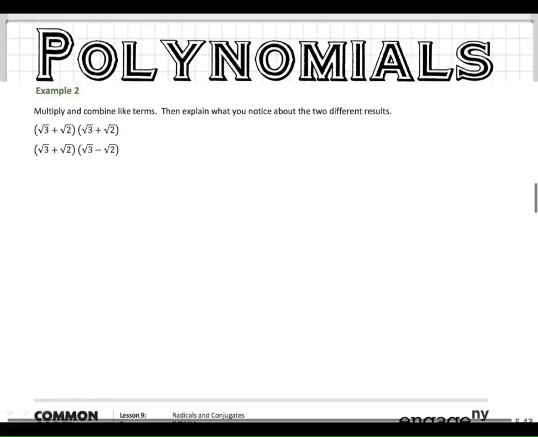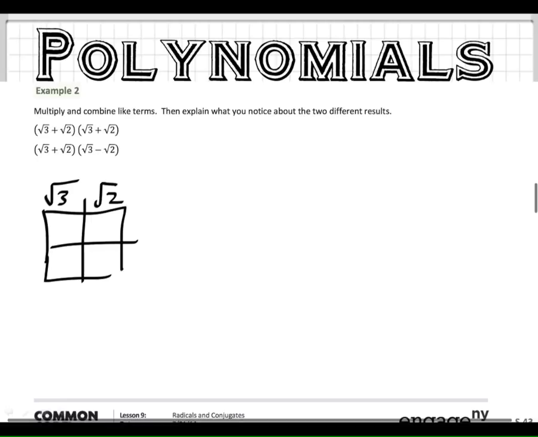Alright, for example 2, all we have to do is multiply these guys. Since they're both binomials, we're going to use the box. You guys know the box. He's your favorite. Okay, we have radical 3, radical 2, and then radical 3 plus radical 2. And then we start multiplying stuff.